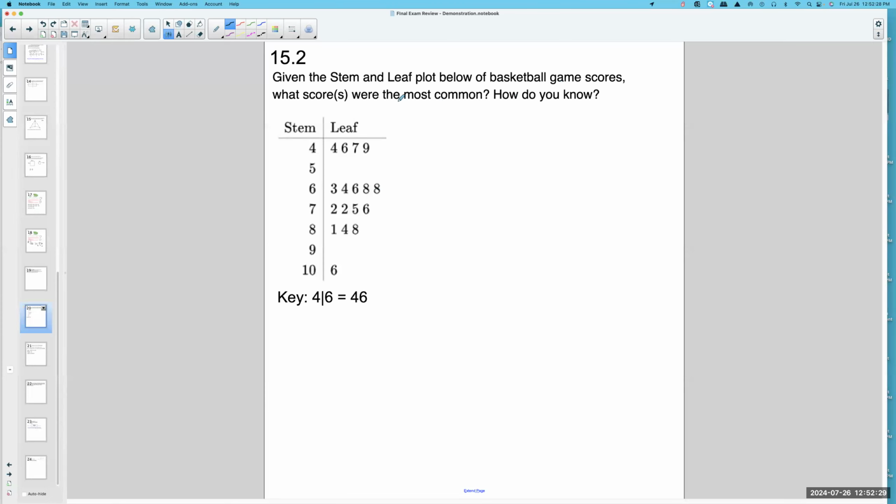So what I want to know is what score or scores were the most common. So I have 44, I have 46, I have 47, I have 49. Now 63, 64, 66. I have two 68s here. 72, 72. I have two 72s here. 75, 76, 81, 84, 88. Nope. So I could say 68 and 72 are the most common because they each appear twice in my stem and leaf plot, and all the other numbers that are there are only there once. Or I have more of them than the others. Okay.